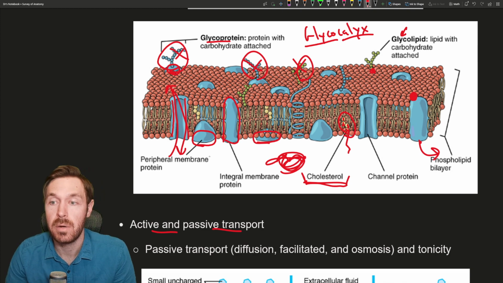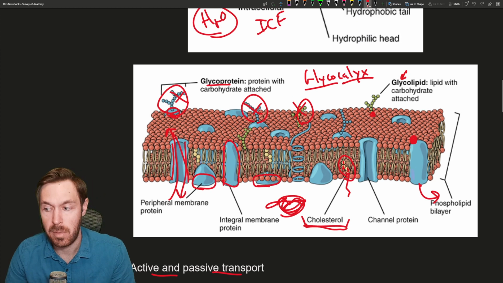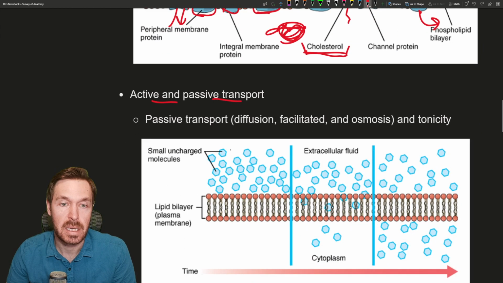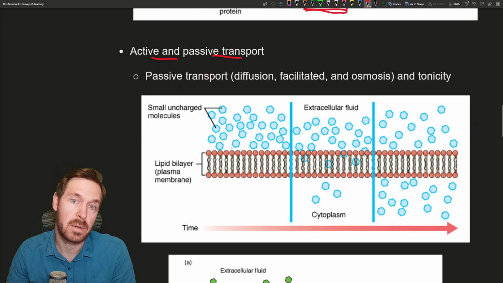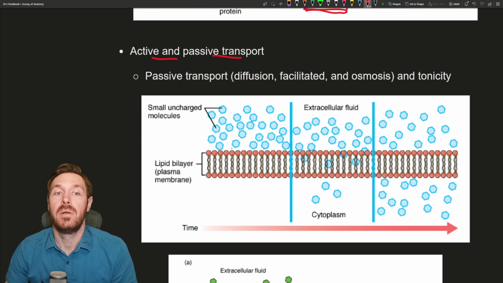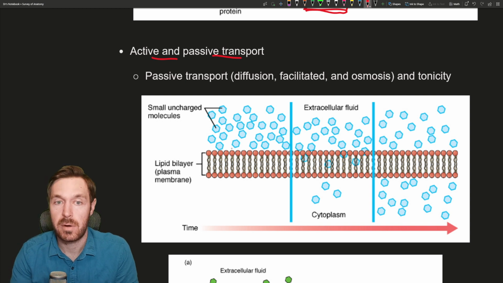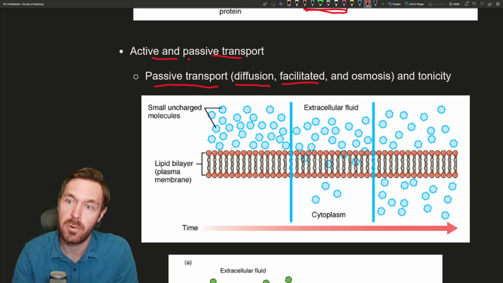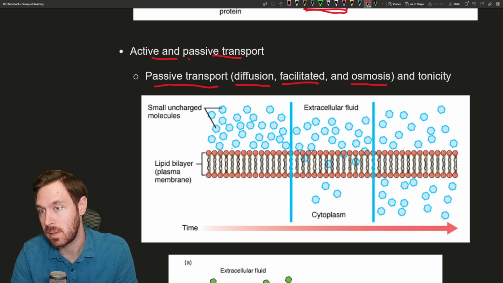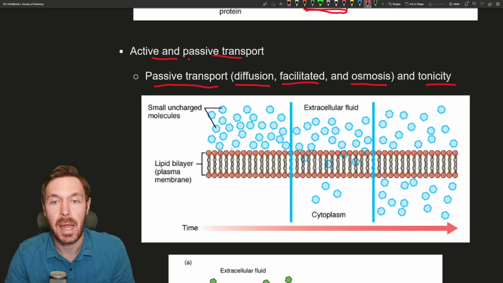All right, so there's what makes up the cell membrane. Now, how does stuff move in and out? This is where we go into active and passive transport. The difference is whether or not it requires energy. So first up, we're going to go through passive transport. This is just simple diffusion, facilitated transport, and osmosis, which then leads us into talking about tonicity as well.